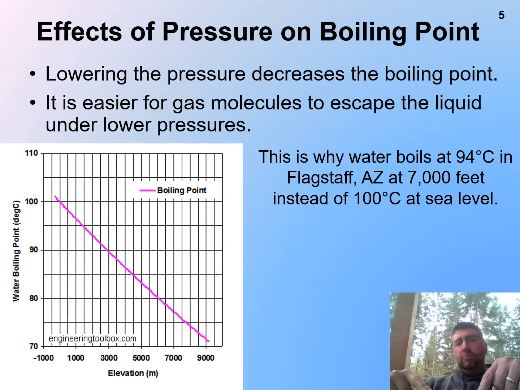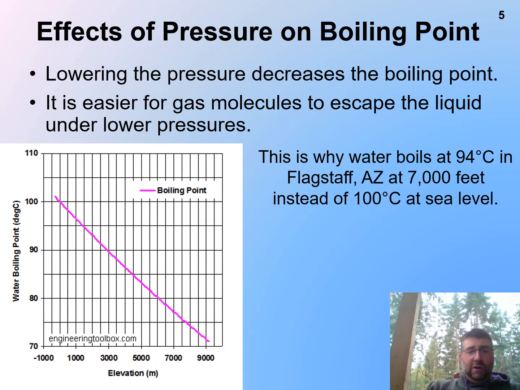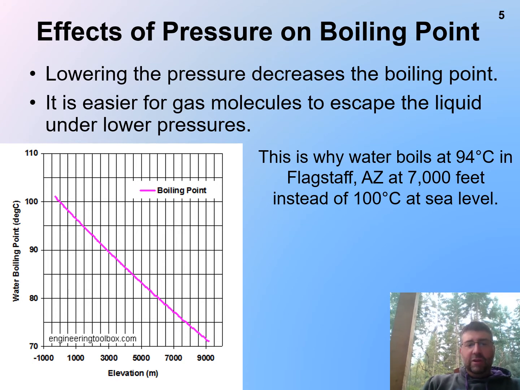So, if you go to higher and higher elevations, the air pressure lowers, and the easier those molecules can escape into the gas phase. That lowers the boiling point because it takes less energy to get them to turn into a gas. So you can see this chart here. This is elevation in meters, and what you can see is at sea level, the temperature of boiling is 100. But as you go higher and higher in elevation, the temperature it takes to boil it drops down.